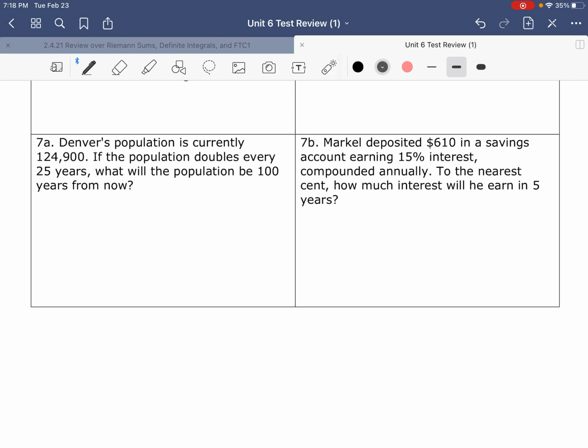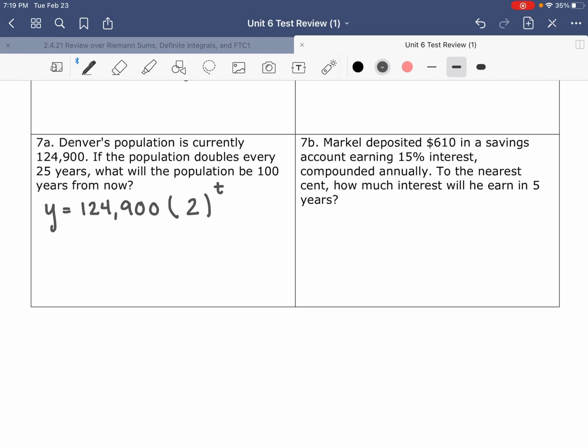Okay, last two, number 7. Denver's population is currently 124,900. The population doubles every 25 years. What is the population 100 years from now? So we need to write an equation here. So it's going to be y equals. The initial amount is going to be the number outside. So that would be 124,900. And then it says it doubles. So we know that doubles means 2. So a 2 is going to go inside the parentheses. It's going to be to the power of t.